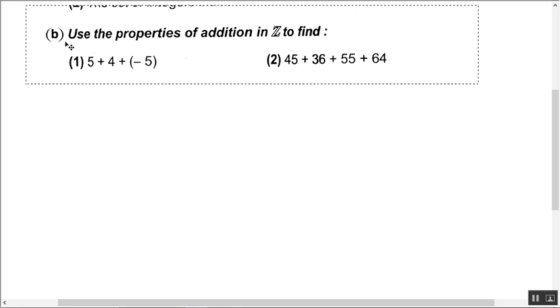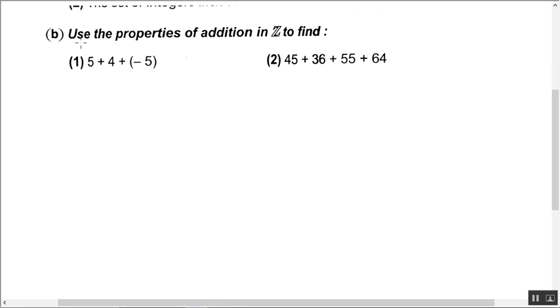Number B, he said use the properties of addition in integers to find. Question number A, he said 5 plus 4 plus -5. Here we have 5 and -5. Here they are similar, but the signs are different. We can say 5 plus -5 plus 4. Here we use the commutative property. 5 plus -5 equals 0. 0 plus 4 equals 4. So the final result here will be 4.